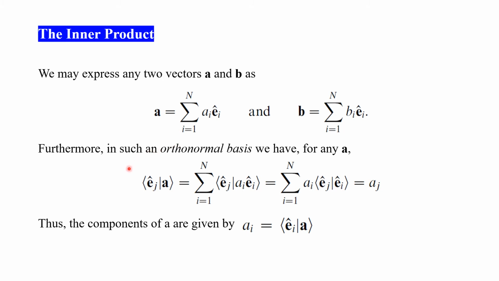And furthermore, in such an orthonormal basis, we have for any A, ⟨ej hat | A⟩ that's equal to your Aj. And thus, the components of A are given by Ai, that's equal to ⟨ei hat | A⟩.